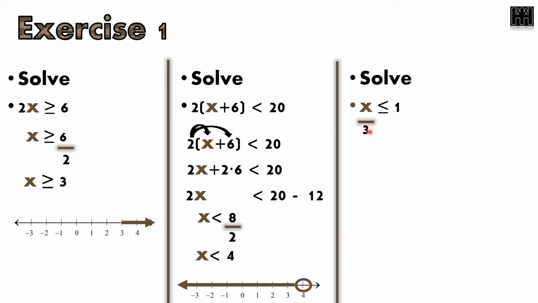Okay, now you have x over 3 smaller than or equal to 1. You will send the 3 to the other side by multiplying, and we have x smaller than or equal to 3. Start at 3 and go to negative infinity.